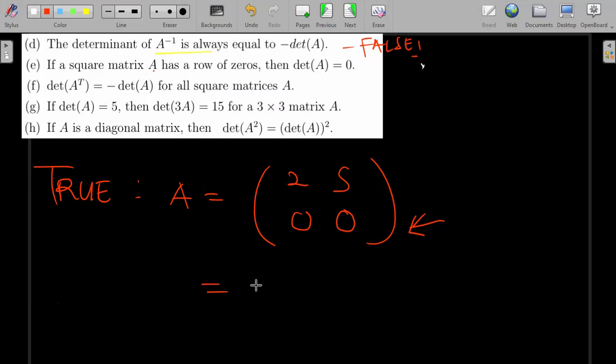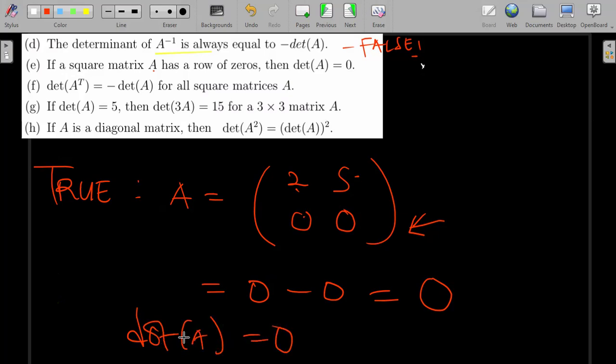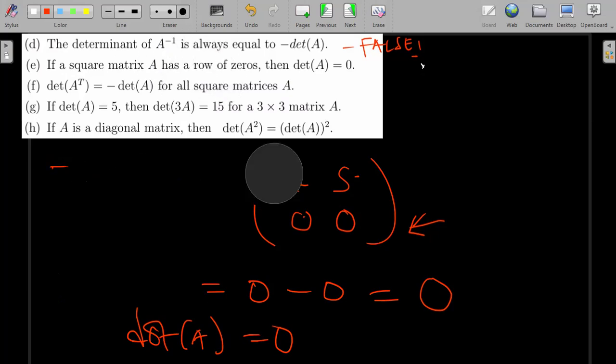If we try to find it here, it is 2 multiplied by 0, minus 0 multiplied by 5. So the determinant there is 0. Always, if you have a whole row comprised of zeros, the determinant of that matrix is always 0. So that is true. This one is very simple.